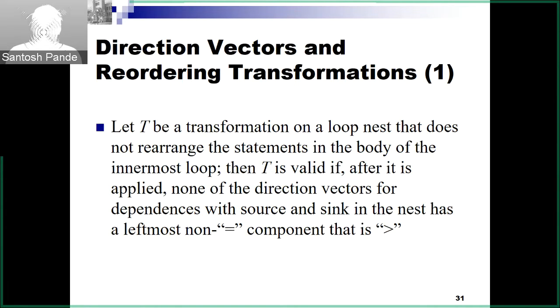But its direction vector, if it is loop carried, will always be less than, because that's the order in which the things execute. So somehow if we transform that into a greater than, then obviously it's a wrong transformation. That is what this particular observation says.